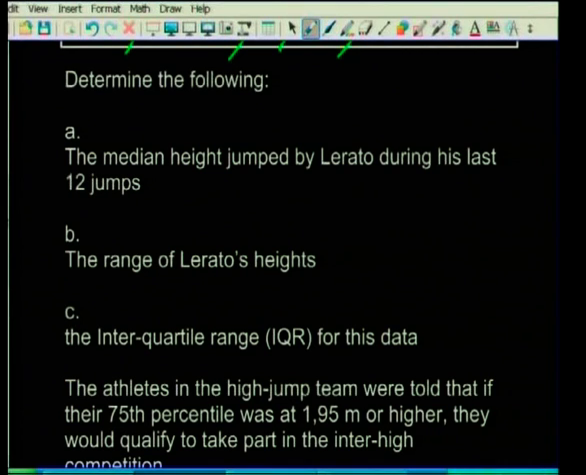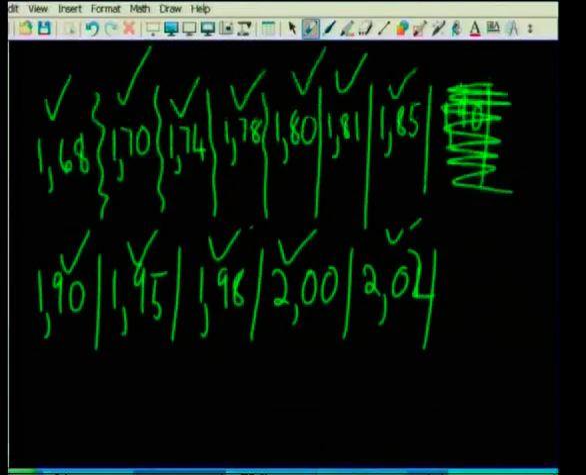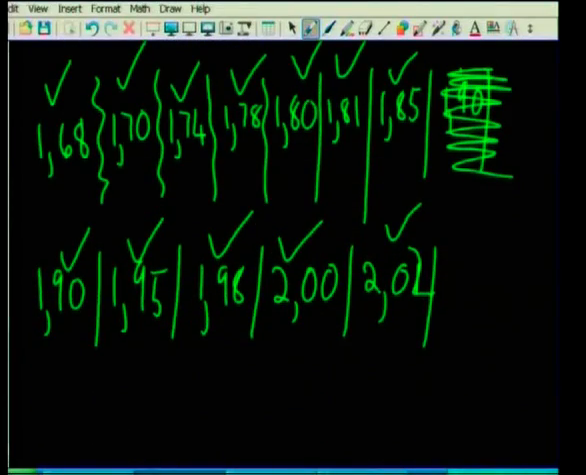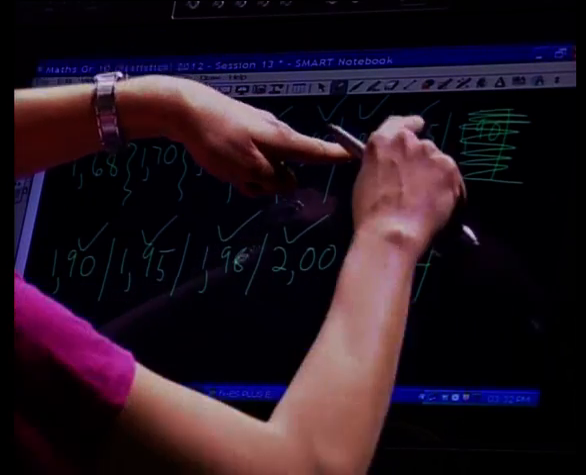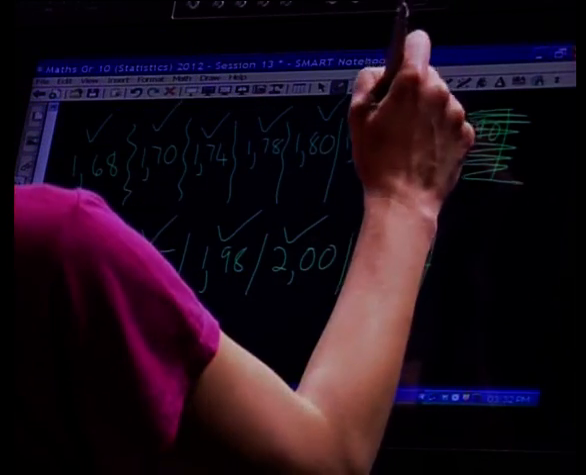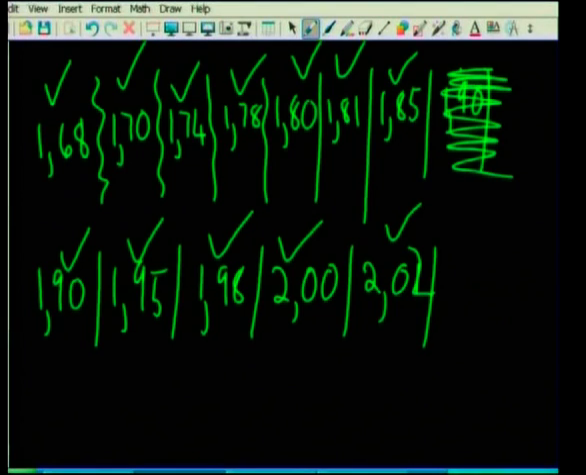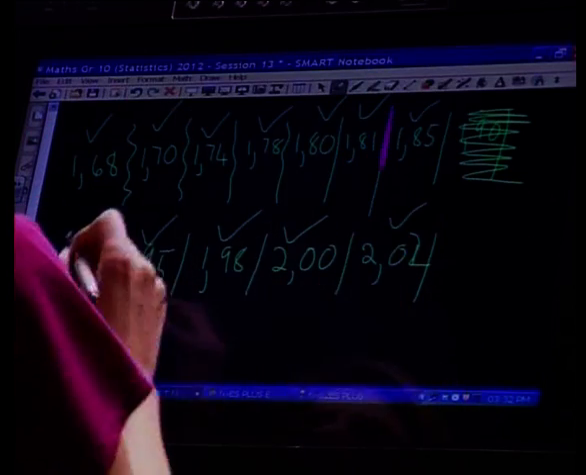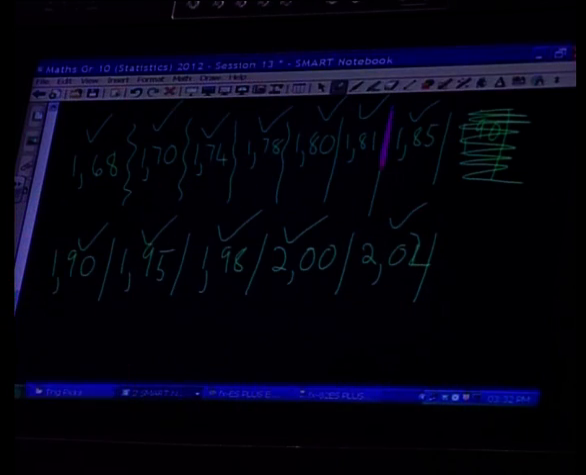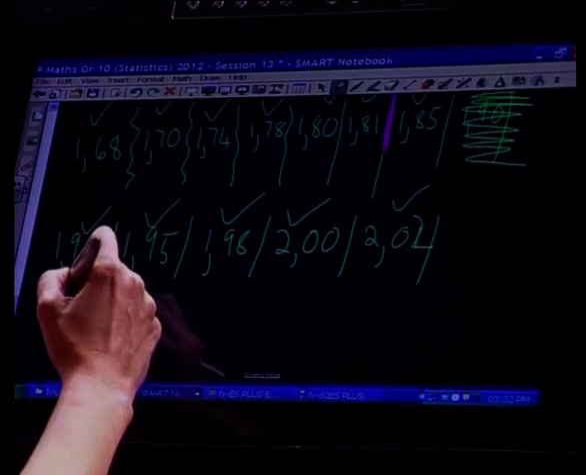Determine the median height jumped by Lorato during his last 12 jumps. Now we need to count: 1, 2, 3, 4, 5, 6, and from here, 1, 2, 3, 4, 5, 6. So my median will lie in between these two. Let me mark it over there. Always check 1, 2, 3, 4, 5, 6 on the one side, 1, 2, 3, 4, 5, 6 on the other side. That's perfect.